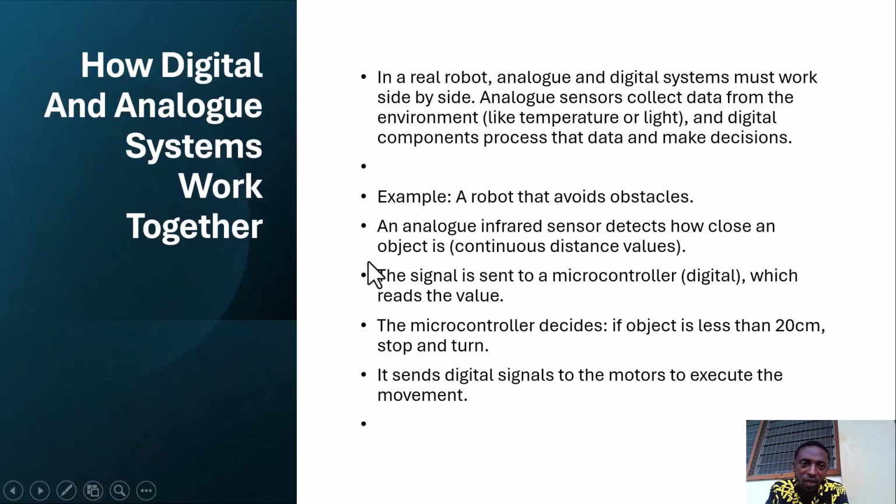As we move on, let's see how digital and analog systems work together. In a real robot, analog and digital systems must work side by side. Analog sensors collect data from the environment, like temperature or light, as we already talked about. Then digital components process that data and can make decisions.